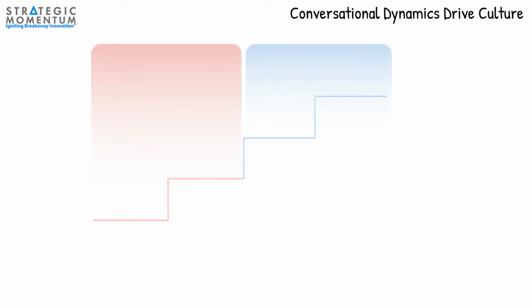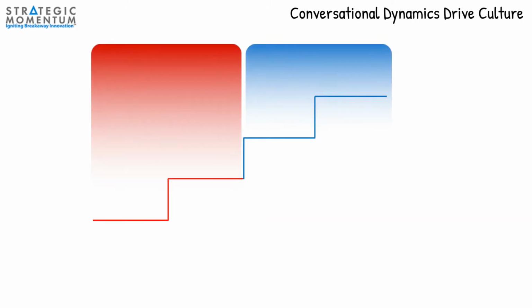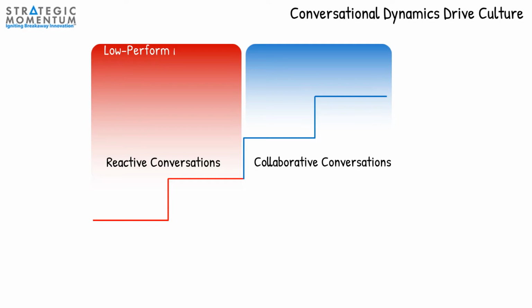As I unfold my conversational dynamics model that I teach my clients, you will see how the quality of your conversations determines the quality of your results. The two conversational modes that occur in business are reactive and collaborative conversations. Reactive conversations are inauthentic and closed and produce a low-performance culture, whereas collaborative conversations are open and authentic and produce a high-performance culture.